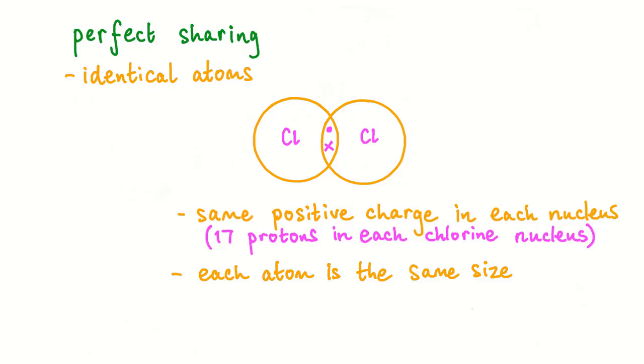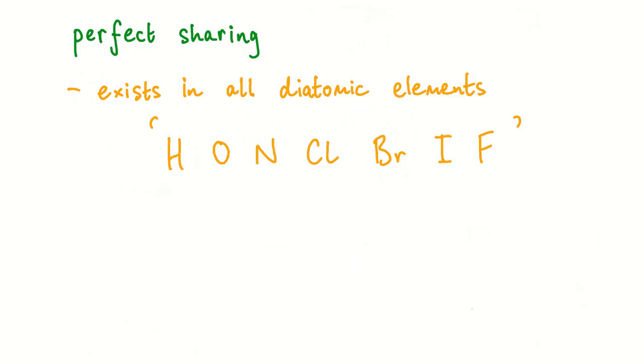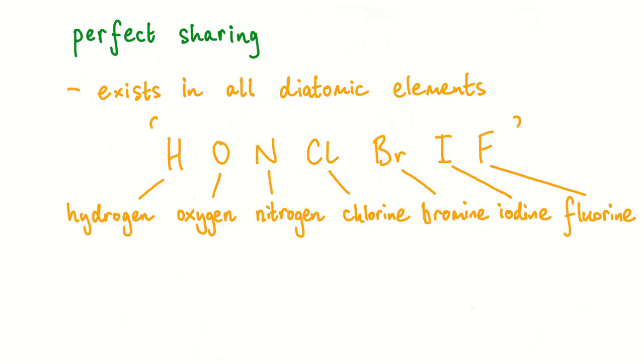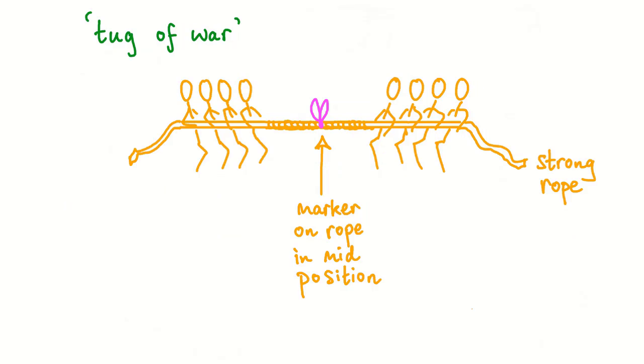This perfect sharing scenario will only arise in covalent bonds formed between two identical atoms in a diatomic molecule. Think of Hofbrinkl to remember the most commonly encountered elements that exist as diatomic molecules. We should find perfect sharing of the electron pair in the covalent bonds of hydrogen, oxygen, nitrogen, chlorine, bromine, iodine and fluorine.